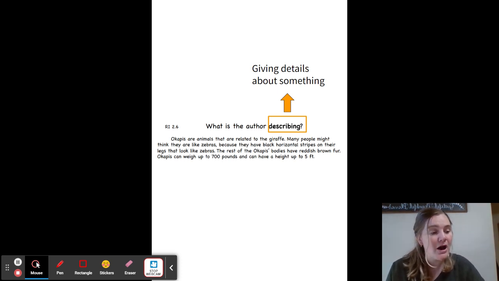This text is about okapis. So we would look and see what kind of information the text is giving.